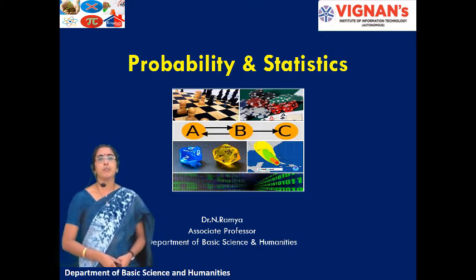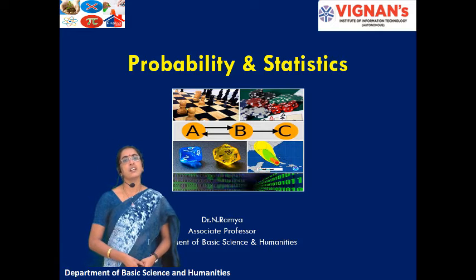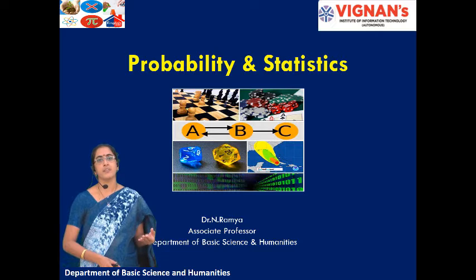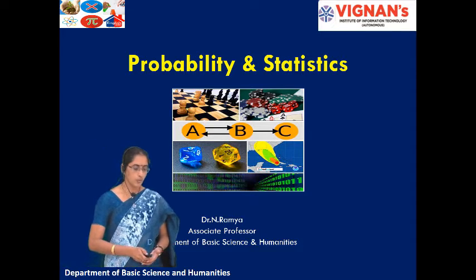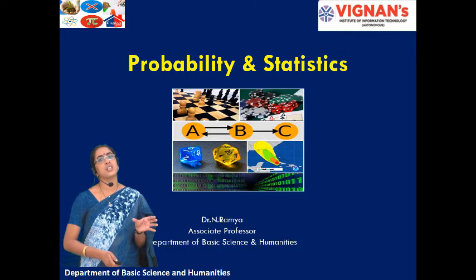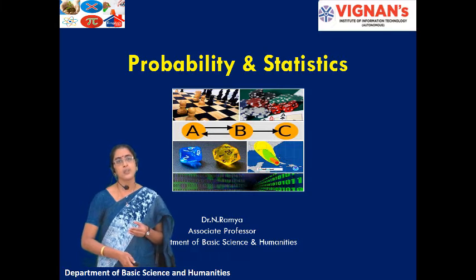So here, Probability and Statistics, you might have learned in your schooling and intermediate level. But some extra things we will learn in Probability and Statistics in this semester. As we know, probability and statistics, if you use the term probability, the basic example for probability is tossing a coin.